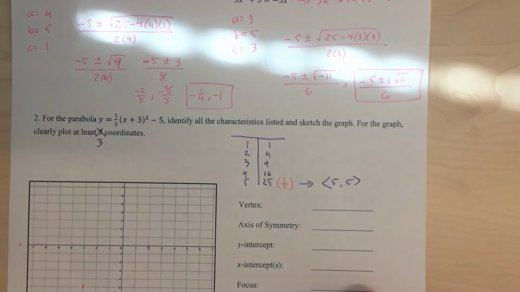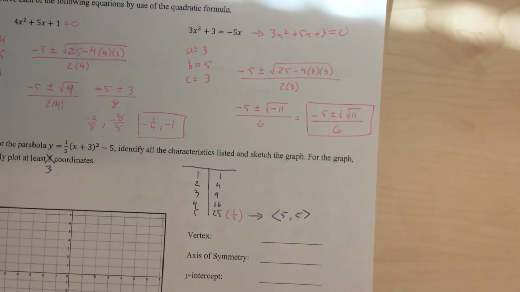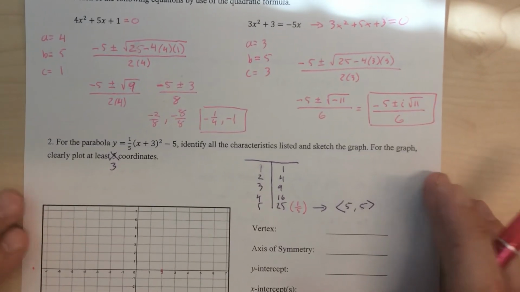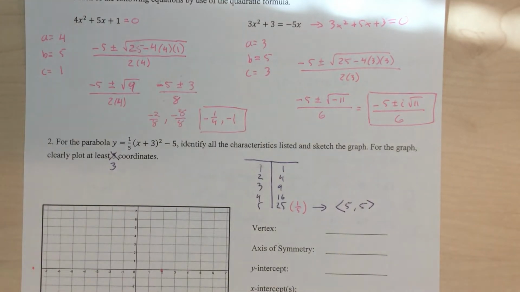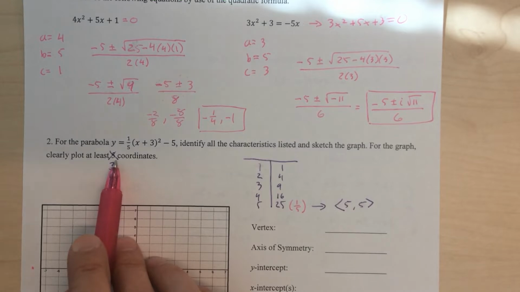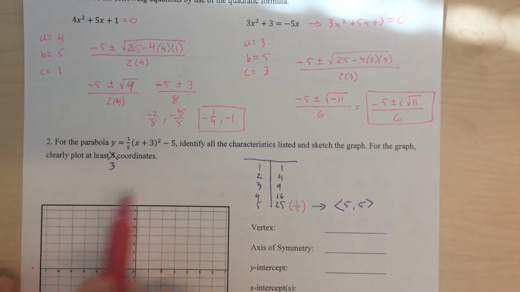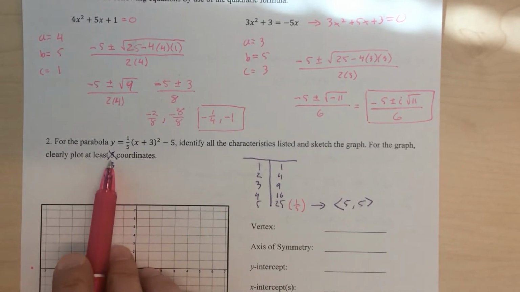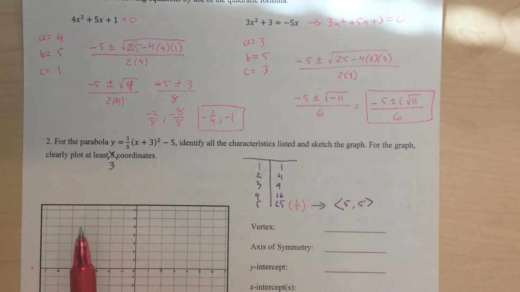All right, for problem number 2. Okay, for problem number 2, I do have a little bit of a typo here. You're not going to be able to plot 5 coordinates. I had copied and pasted this from the last review and just tried to change it with the problem. You're not going to be able to get 5 points on the grid that I gave you, but 3 points will work out fine, and for the test you'll still be able to do 3 points.